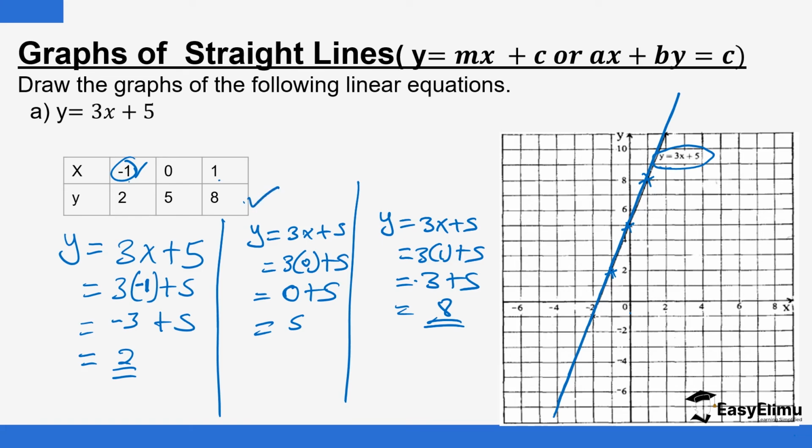y. Then from there you plot, you treat them as points. That is A, B, C. And then you plot them. You draw the straight line through that, and then you label the line.